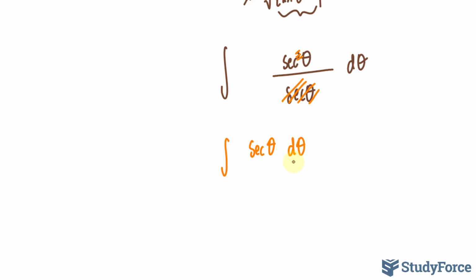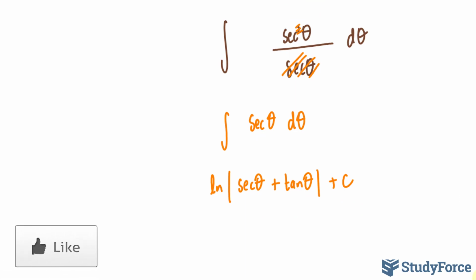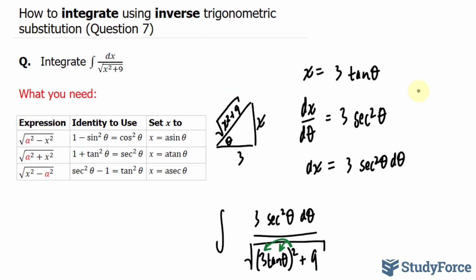Now the integral of secant theta, this is a known integral and we won't prove it in this video, is equal to ln absolute of secant theta plus tangent theta. So we have ln absolute of secant theta plus tangent theta plus c. Now originally our question was in terms of x, but this is in terms of theta. So what we have to do is go back to that triangle that we made earlier and find out what secant is. Secant is the reciprocal function of cosine, and cosine is defined as adjacent over hypotenuse. Therefore, secant will be hypotenuse over adjacent.